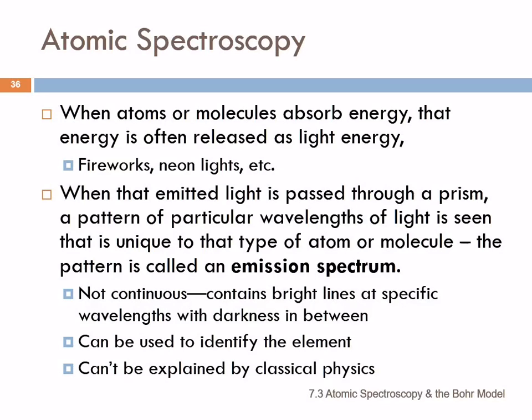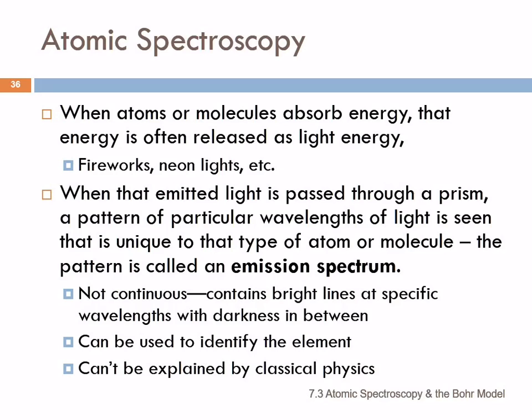light. Neon lights, you have a glass tube with neon gas in it, and you pass a current through it, and it glows bright orange. So you're putting energy into the neon gas, and it's giving off light energy.